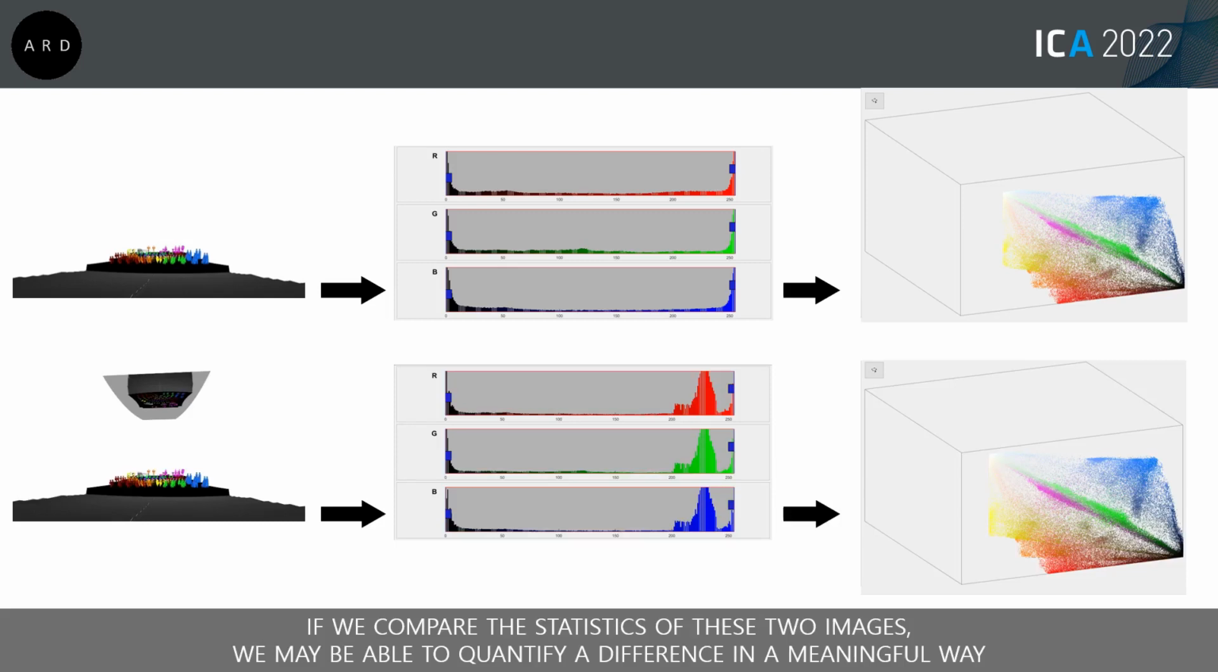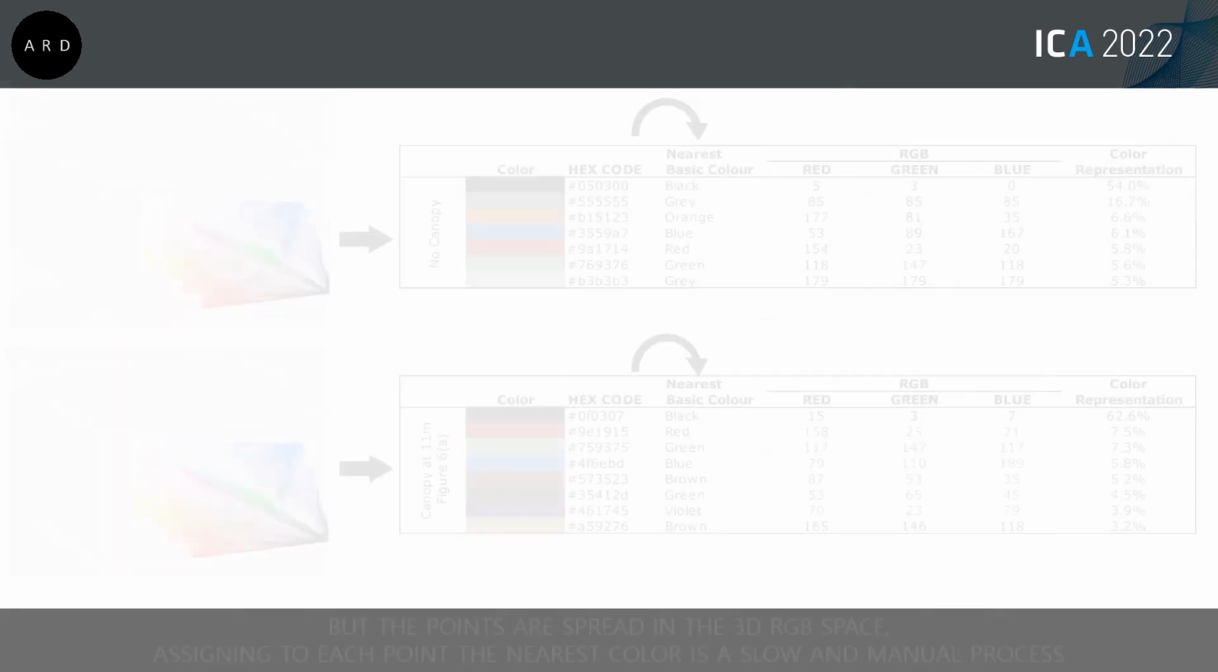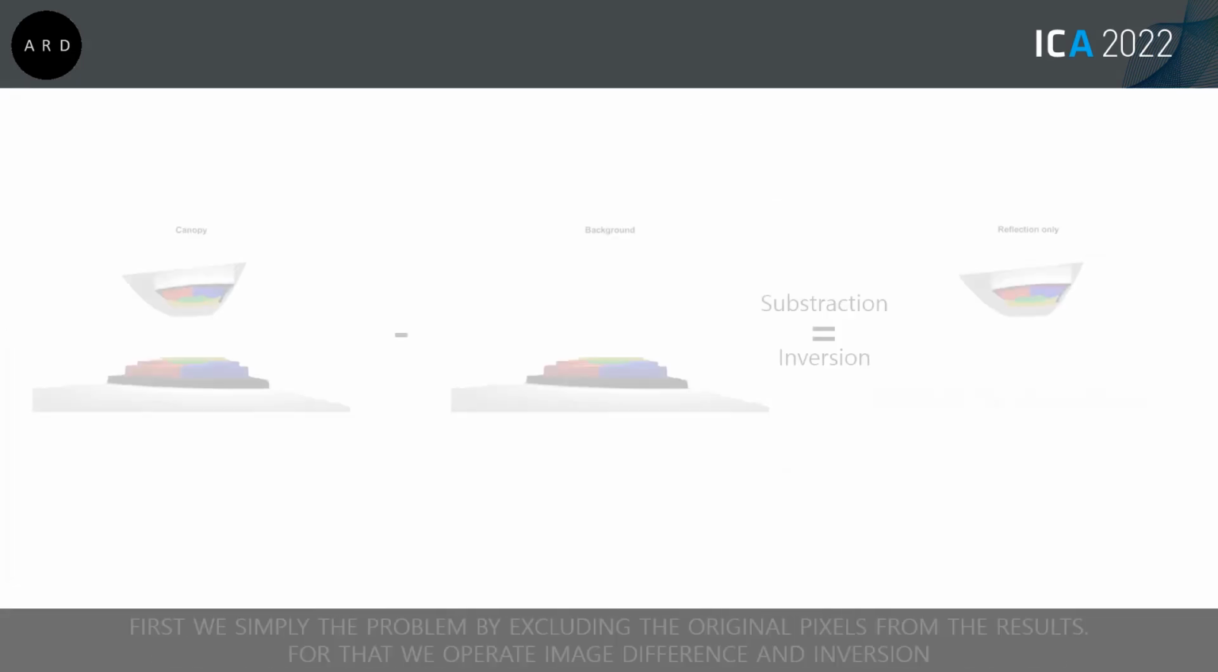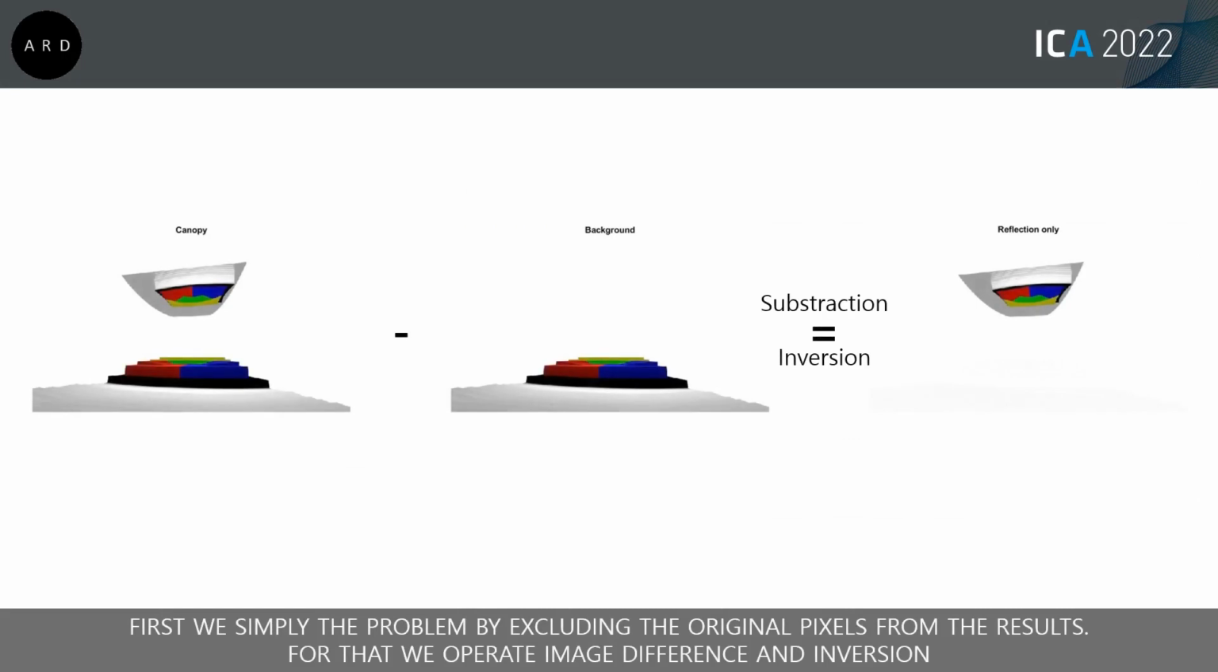And we can compare the two images and the statistics of these images. If we could compare and quantify them, we might be able to quantify the difference in these two images in a meaningful way. The points are spread in a 3D RGB space, and assigning to each point the nearest color is a slow and manual process. So first, we simplify the problem by excluding the original pixels from the result. For that, we operate an image difference and inversion.